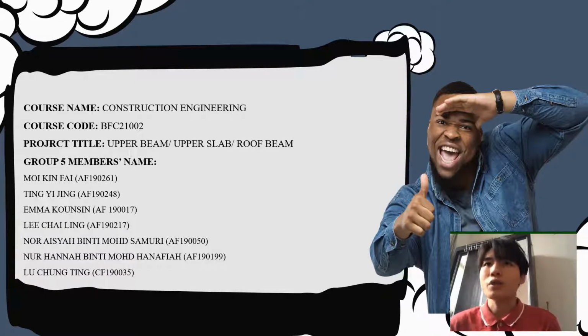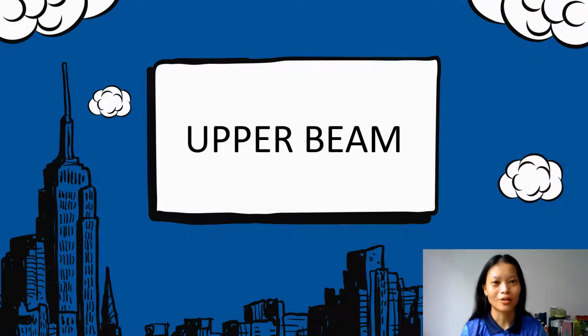Without going confused, our group presentation will be divided into three components: upper beam, upper slab, and roof beam respectively. But before we dive deeper, allow me to introduce my members: Ping Yijing, Emma Conson, Lee Chai Ling, Nur Aisha binti Muhammad Samuri, Nohana binti Muhammad Hanifa, and Lu Chung Ding. Now, let's begin.